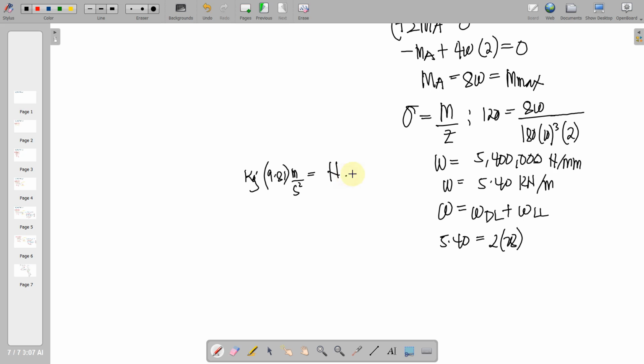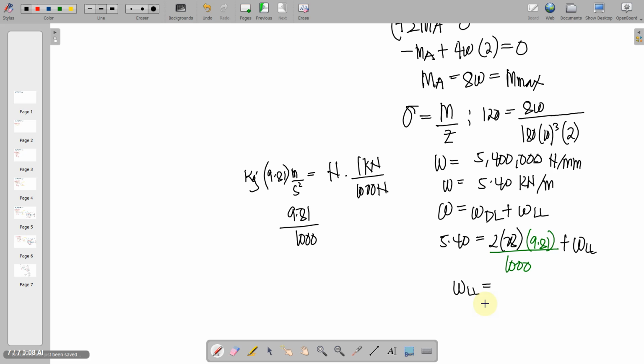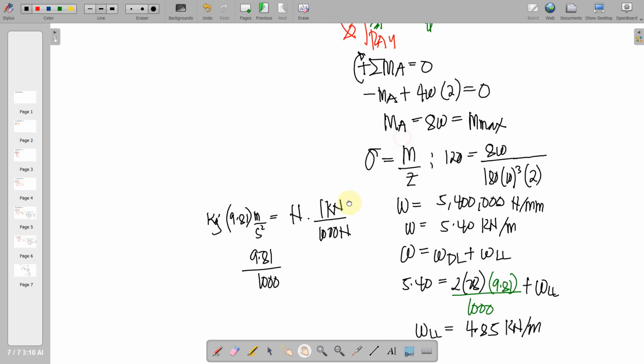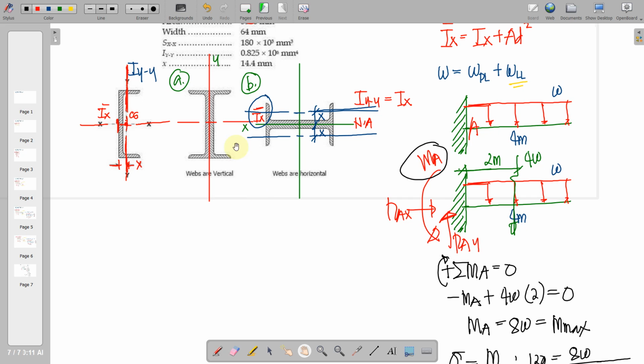And there are 1000 newton in 1 kilonewton. So basically our conversion factor is 9.81 all over 1000. And we'll just have to place it there. So we will obtain now the distributed load or the additional distributed load aside from the self weight, okay? And so we will have here 4.85 kilonewton per meter.